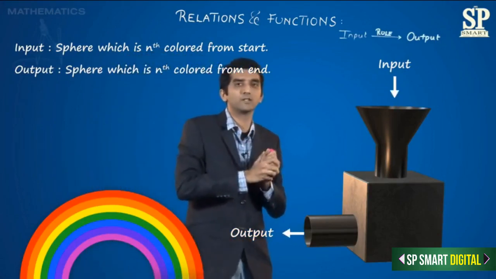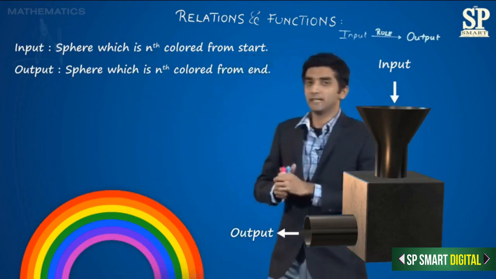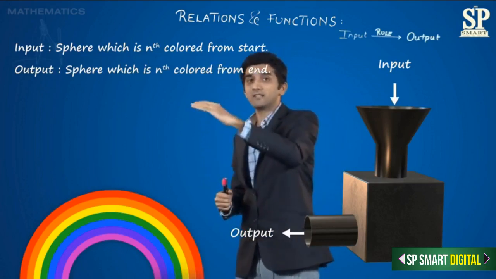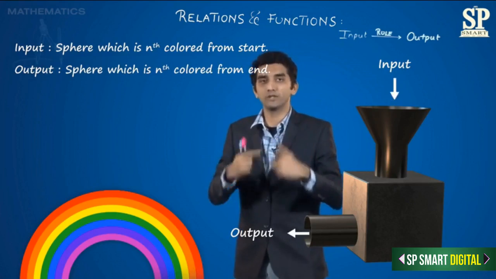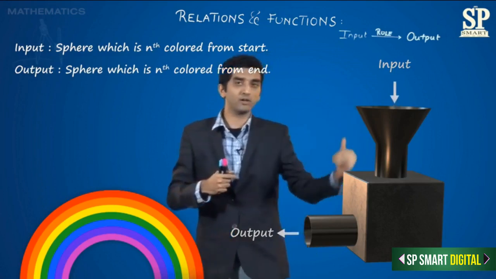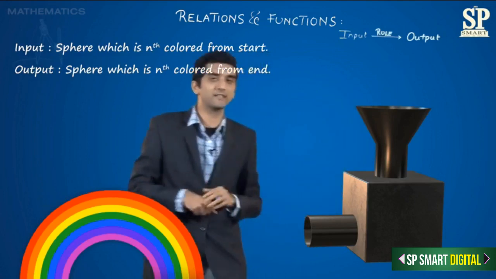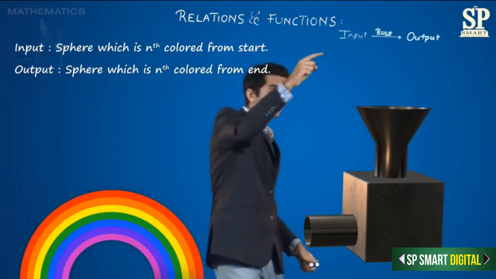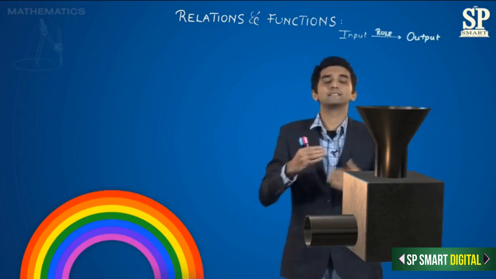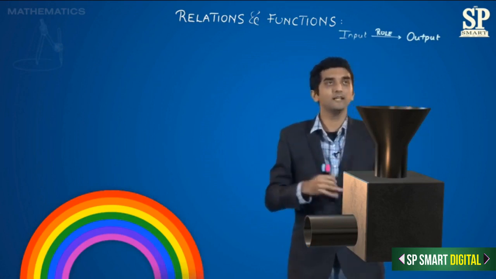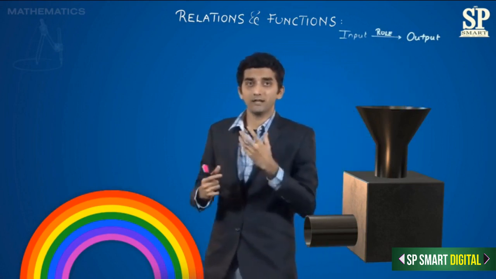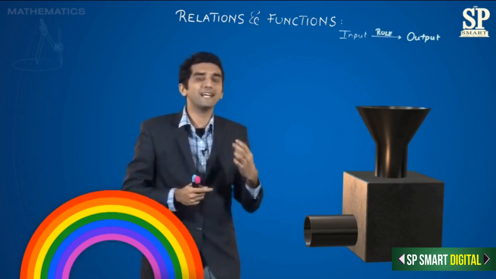First, let's try and understand the rule. What the rule suggests is, if I have a sphere of a particular color and that color is nth color from the start, then the machine is going to give you an output of the nth color from the bottom of the rainbow. Now we know the order of colors in the rainbow. If I am inserting an orange colored sphere, the color orange in a rainbow is the second color from the start, right? So the output should be another sphere which is second color from the bottom.